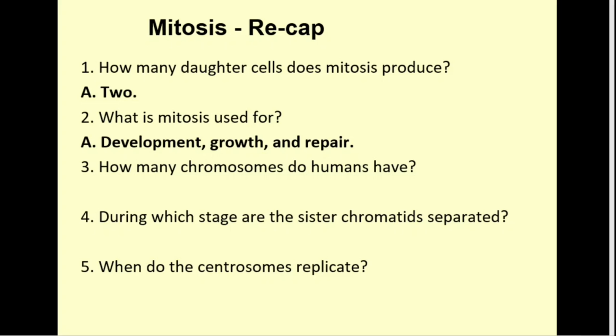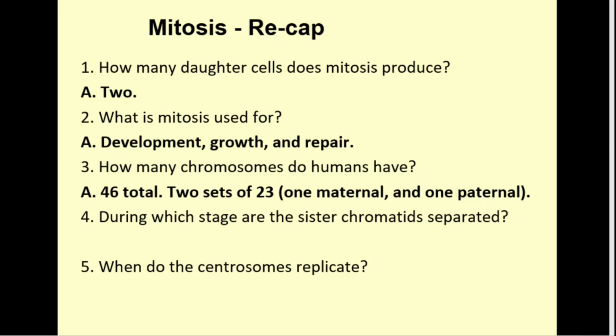Well, you could have worded this in different ways, but we have 46 in total, and that is made up of 2 sets of 23, or 23 pairs, depending on how you want to word it. But the important bit is we have 46 in total, made up of 2 sets, 1 maternal and 1 paternal. Number 4, during which stage are the sister chromatids separated? Well, that's anaphase. Then number 5, when do the centrosomes replicate? G2 of interphase.